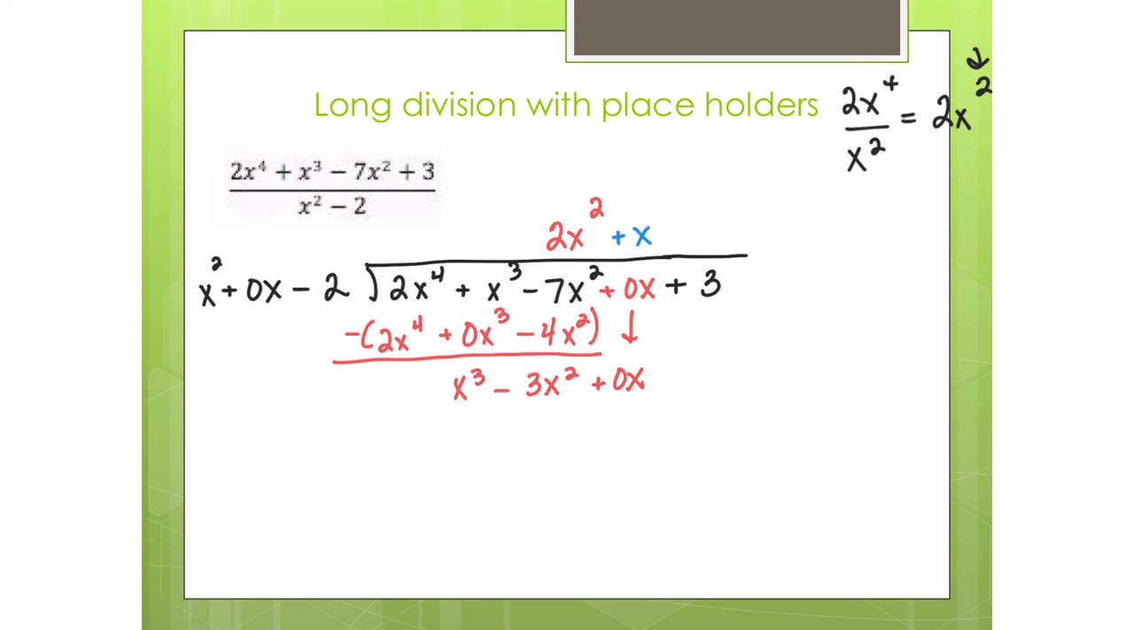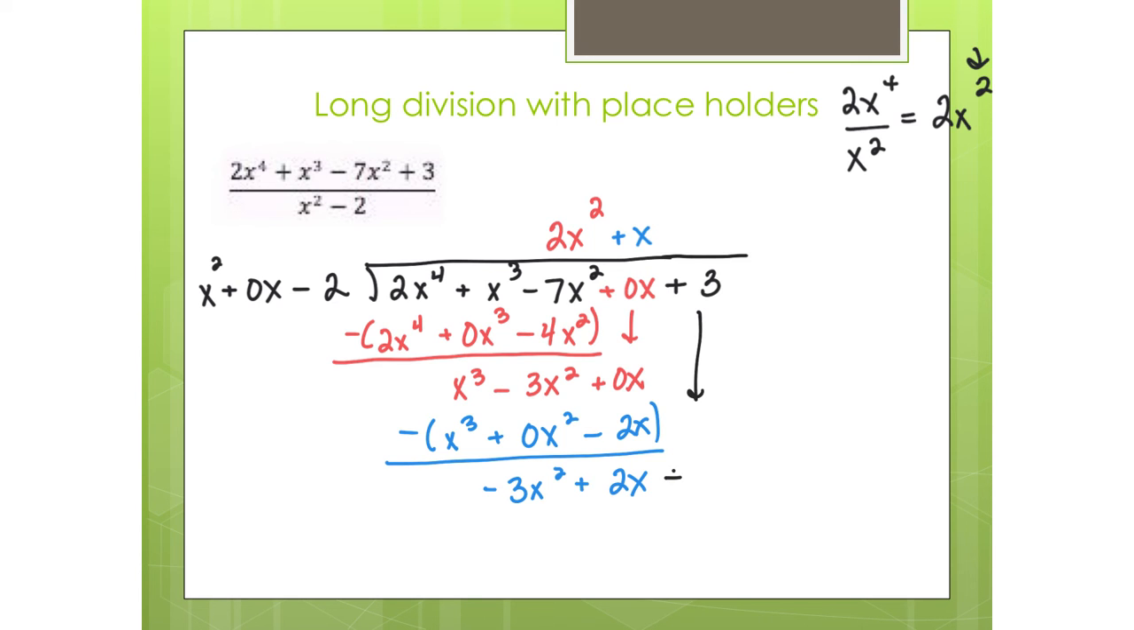Then I multiply that by the divisor. And I subtract. And we drop down the last term. So I'm dividing x squared into negative 3x squared. That goes negative 3 times. Then I multiply that all the way through. And I subtract.